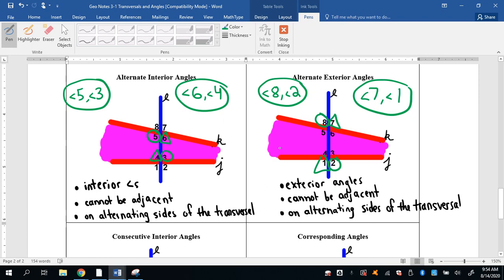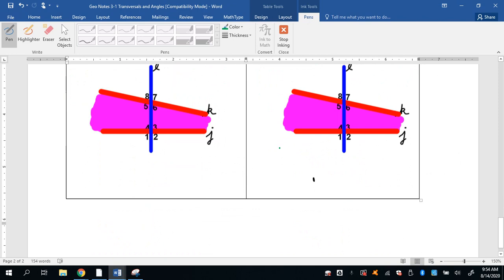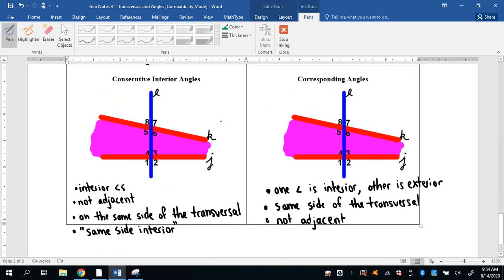Okay, two other pairs that you have to know about are consecutive interior angles. So consecutive interior, first of all, they are interior angles. And so let's just choose like 5. They cannot be adjacent, so they can't be next to each other, meaning they can't share that same vertex. And they are on the same side of the transversal. They're also called same side interior, but consecutive interior is the vocabulary we're going to use. So angle 5 and angle 4 is a consecutive interior angle pair. Angle 6 and angle 3 is another consecutive interior angle pair.